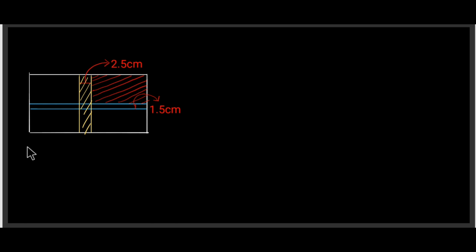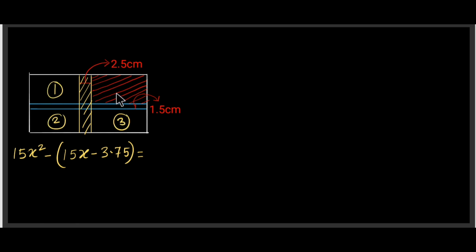Now we can equate this given shaded portion by an equation. So it is clearly the area of the whole rectangle, 15x square, minus the area of this calculated cross road, and it is 15x minus 3.75, equal to, we know that these four parts are of equal areas, so this given shaded portion is 75.9375, which is into 4. Now let's solve this equation to find the value of x.